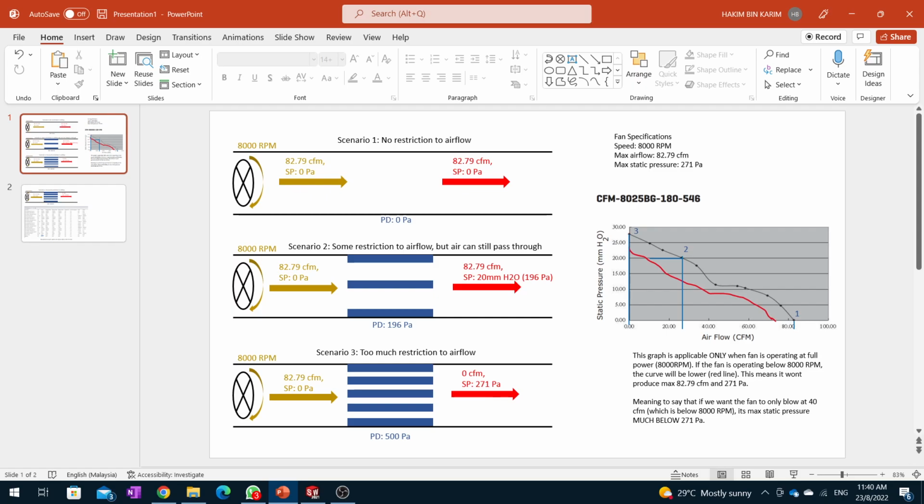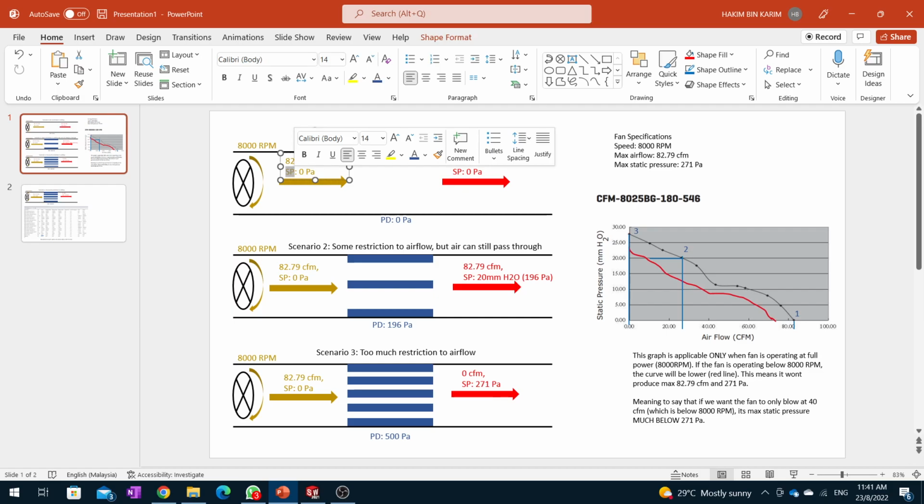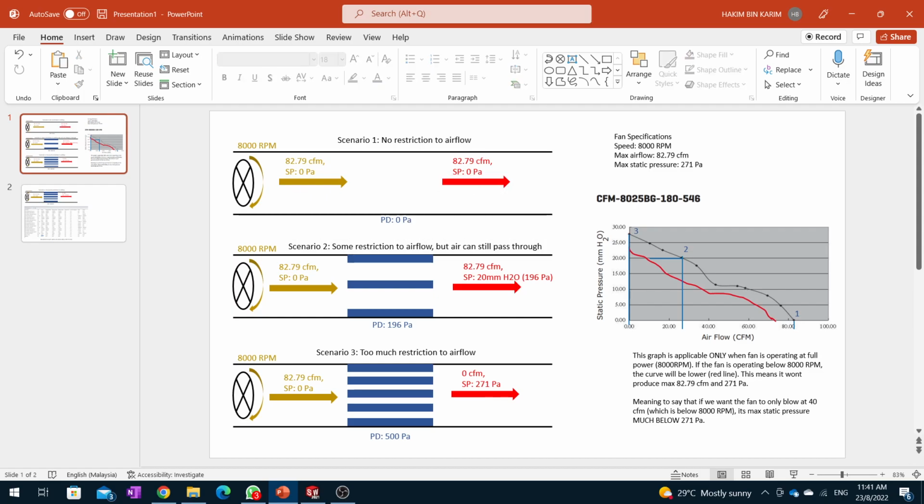Okay, scenario 1, when there is no restriction to airflow. As the fan is blowing at 8000 rpm, of course its flow rate is 82.79 cfm, and SP means static pressure. At maximum airflow rate there is zero static pressure because there's no restriction to airflow, and the air will continue to flow at the maximum flow rate, 82.79 cfm, and its static pressure is 0 pascal. PD means pressure drop. So when there is zero pressure drop, there is zero static pressure. Simple as that. No restriction to airflow.